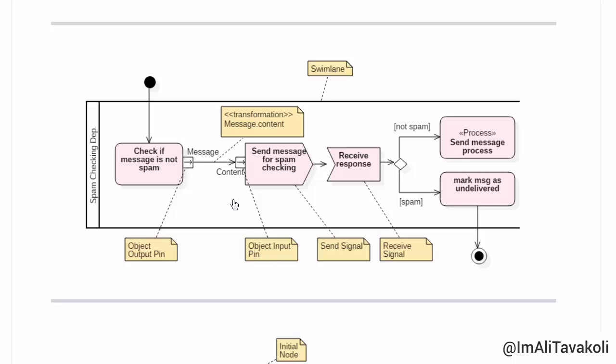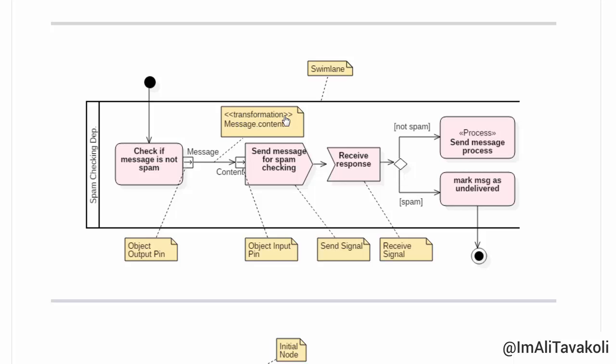Object output pin and object input pin can have names, like in our example here. Here I have shown that this action is going to send the object as a message to the third-party library. And for the third-party library, the property that receives this object or data, its property name can be the content.